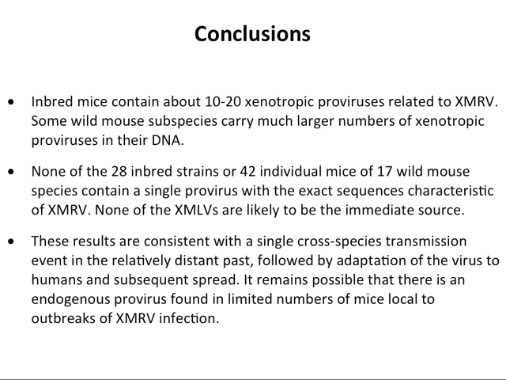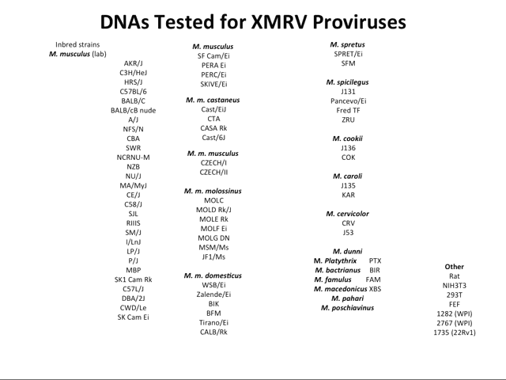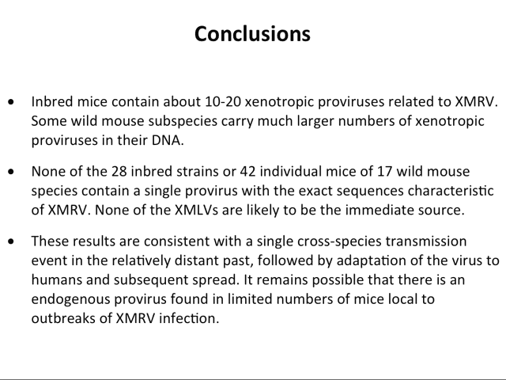And so what was found was that inbred mice of all those strains contain about 10 to 20 xenotropic viruses related to XMRV, but none of the ones that were looked at contain a single provirus with the exact sequence of XMRV, that is, the virus that we got from prostate tumors. So none of these mouse strains have XMRV. They have related xenotropic viruses, but not XMRV. So it's not likely that any of those viruses in the mice were the immediate source of XMRV.